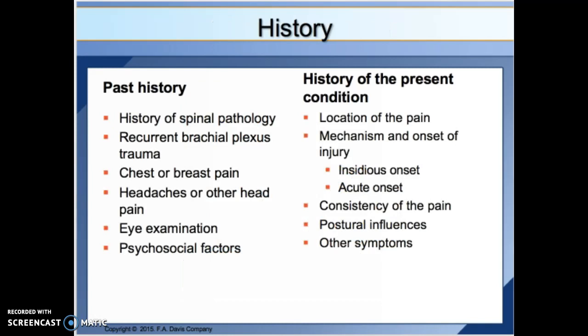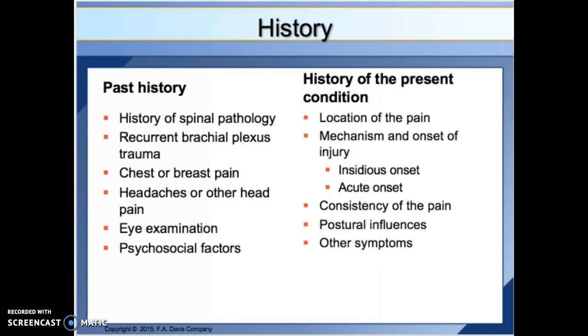All right, the history of the cervical spine is in some ways a lot like the one for the lumbar and the thoracic spine. The only difference would be you're asking about chest or breast pain and headaches. Headaches can certainly accompany a cervical spine injury, especially a chronic one. You also want to ask about the eyes because eye strain can give a patient headaches, and the headaches then could be referred into the cervical spine. So that may be the reason that the patient is having a cervical spine complaint.